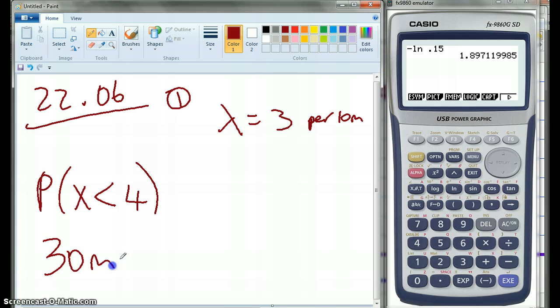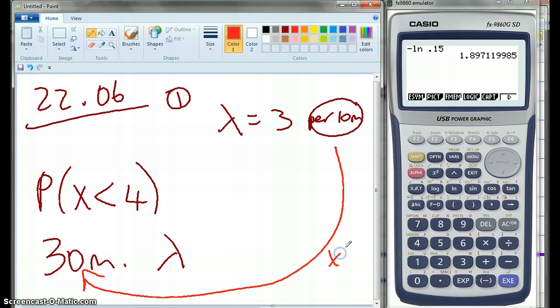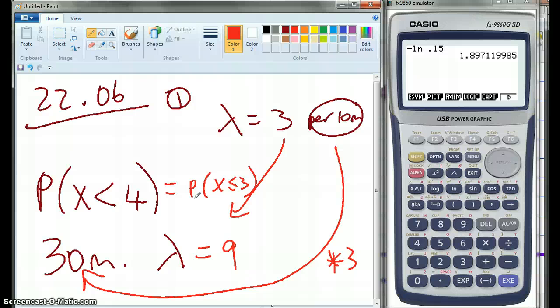So if I've got 30 metres, remember with Poisson, that's per 10 metres. So what does my lambda change to? Yeah, I had to multiply that by 3. So my lambda's 9. But I've got less than 4, which is the same as the probability of x being less than or equal to 3. Am I correct? Because my calculator button, it's got to be less than 4. So it can be 0, 1, 2, 3, but it can't actually be 4. Fewer than 4 does not include 4.